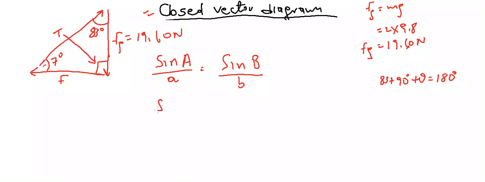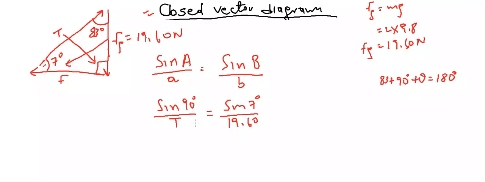This angle is 90, which means we are going to say sine 90 degrees divided by tension, opposite to 90, because we want tension. What do we have? We have FG now. FG is opposite to the angle of 7. We say sine of 7 degrees is equal to FG, which is 19.6. Then we solve for T.